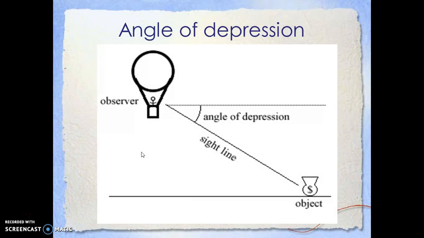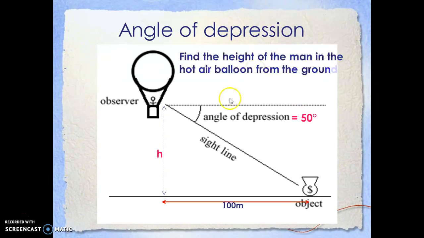Okay, let's say this is the problem. The object is 100 meters away on the level ground, and the angle of depression here is 50 degrees. Now, we try to find the height of the man in the hot air balloon from the ground. So we know that this angle here equals the angle here. So we can say that this is also 50 degrees.